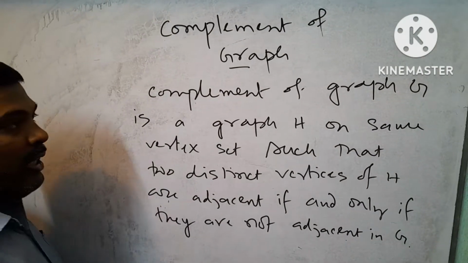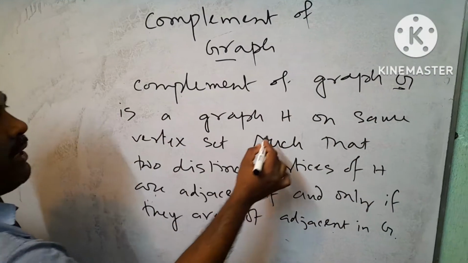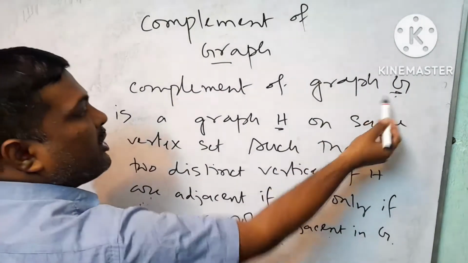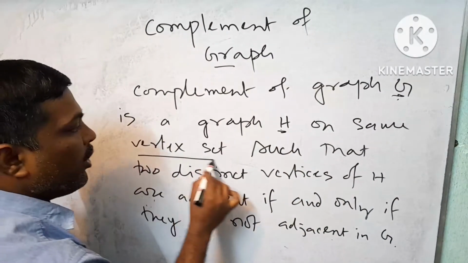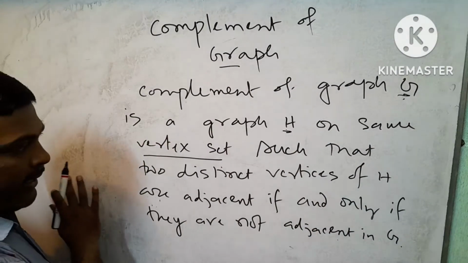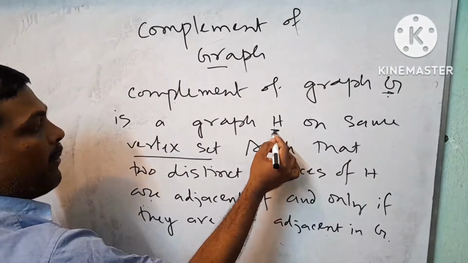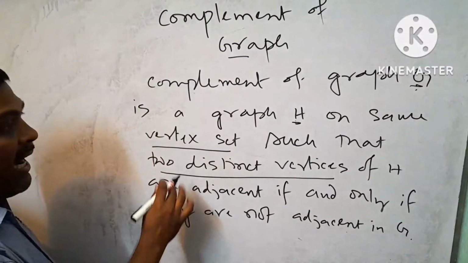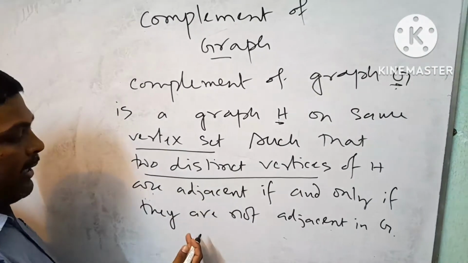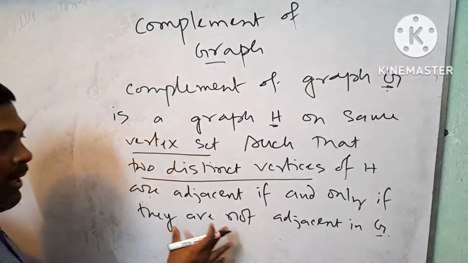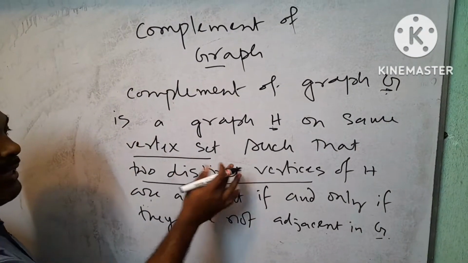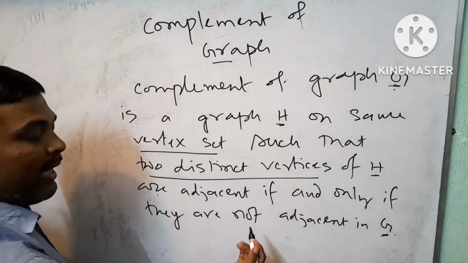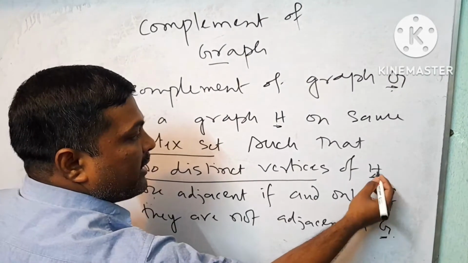Suppose G is one graph, complement of this graph G is graph H on the same vertex set. So G and H both have the same vertex set. Now complement of this graph G is a graph H such that two vertices of H are adjacent to each other if and only if they are not adjacent in G. If they are not adjacent in G, they are adjacent in H. If they are adjacent in G, they are not adjacent in H.